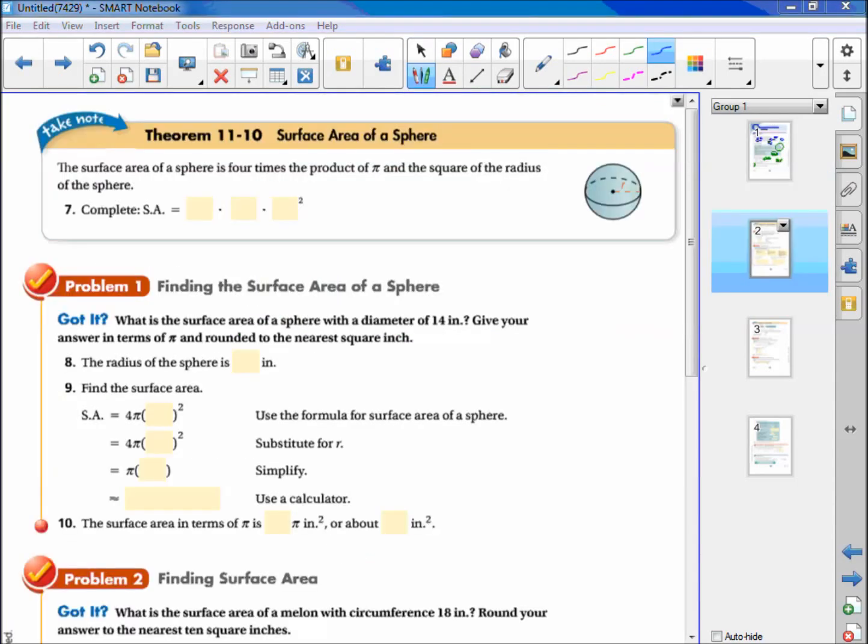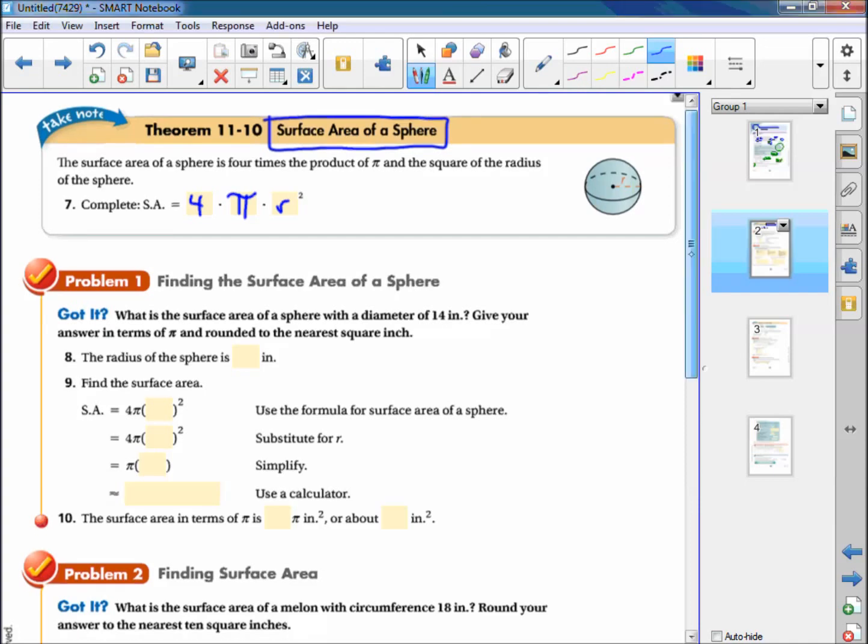Okay, on the top of page 2, we have theorem 11-10, surface area of a sphere. So the surface area of a sphere is 4 times the product of pi and the square of the radius of the sphere. So this is going to be 4 times pi times the radius squared. So the only thing we need to know for a sphere is just what is its radius. Okay. All right, problem number 1.